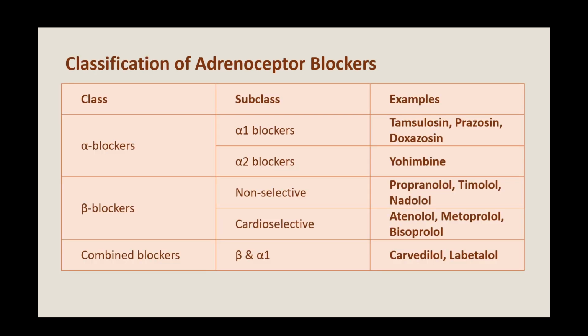The table below categorizes adrenoceptor blockers into their subclasses for clarity. Alpha-1 blockers like tamsulosin and prazosin relax smooth muscles for BPH and hypertension treatment. Alpha-2 blockers such as yohimbine enhance sympathetic tone, aiding in erectile dysfunction. Beta blockers are divided into non-selective agents like propranolol, cardioselective agents like atenolol, and mixed blockers like carvedilol. Mixed blockers uniquely provide vasodilation benefits, making them effective in managing hypertension and heart failure.